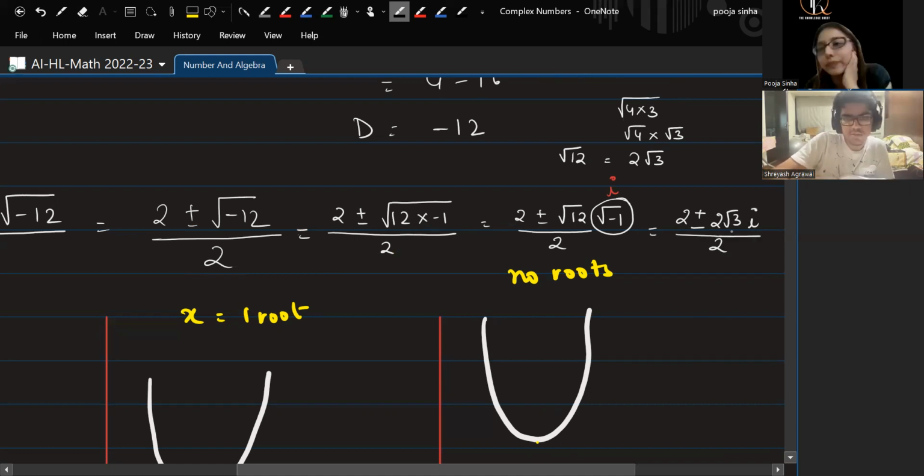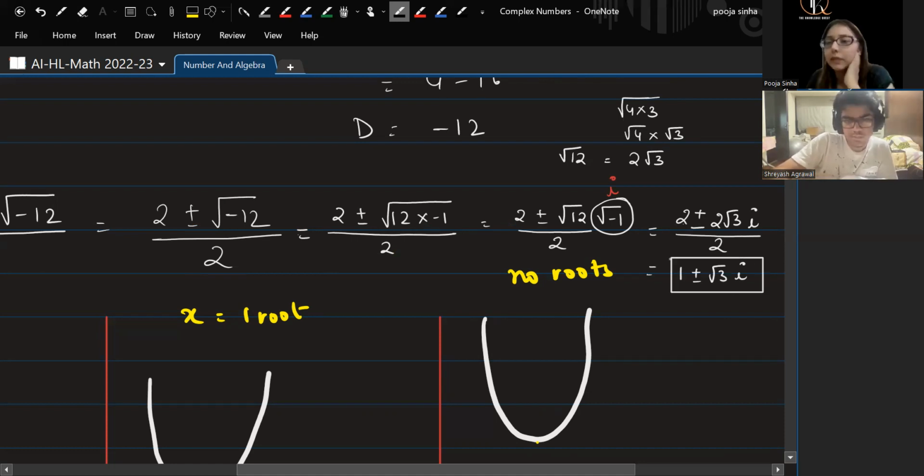Understood? Over 2. Okay. Got it? And now you can obviously cancel out the 2's because the 2's are a common factor. My two answers are: this becomes 1 plus minus root 3 i. That's my answer. Got it?